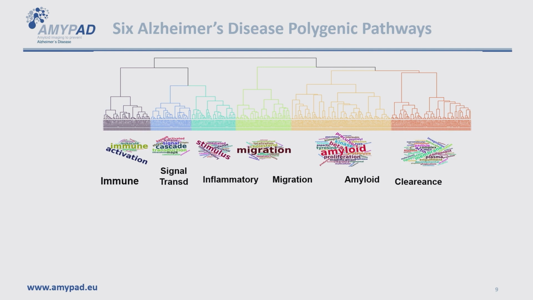We found six pathways, six clusters that were enriched within the risk of Alzheimer's disease. We labeled them based on the number of times a word would appear within the description of this pathway. And as you can see, we call them immune activation, signal transduction pathway, inflammatory pathways, and then we had the migration, amyloid, and clearance pathway.